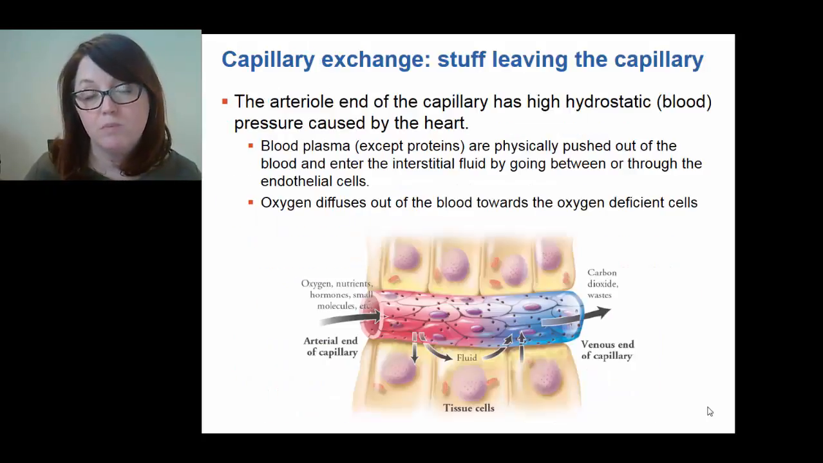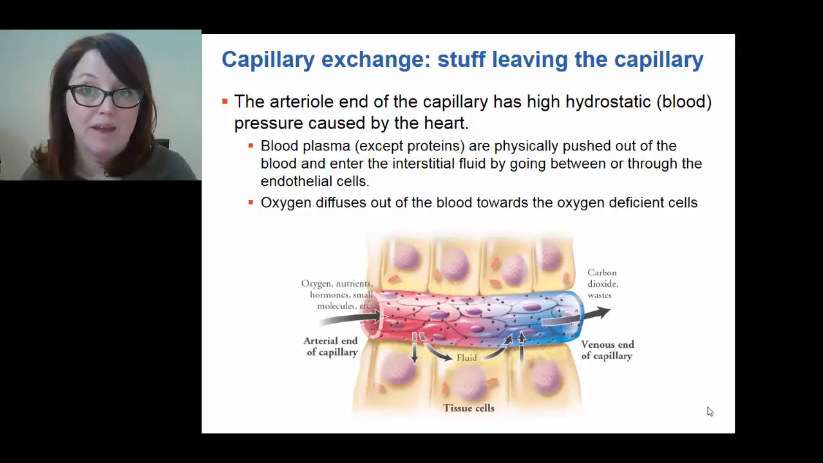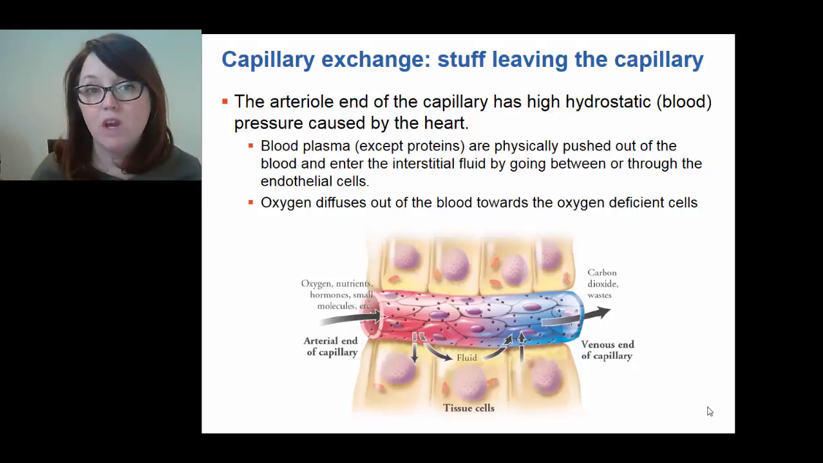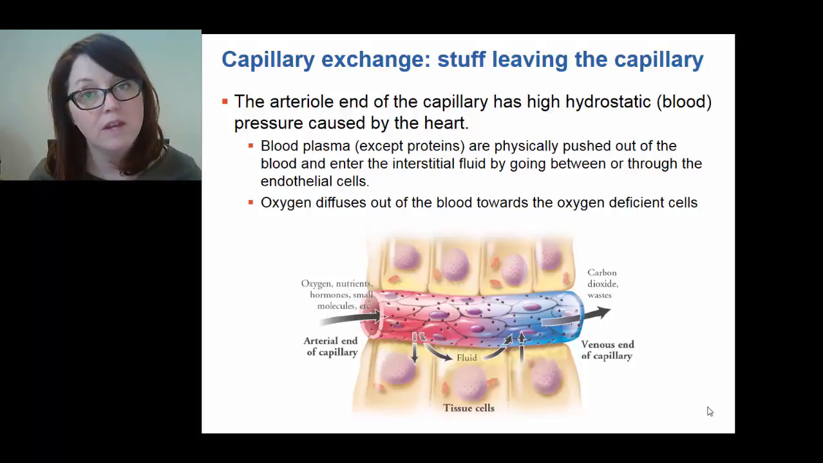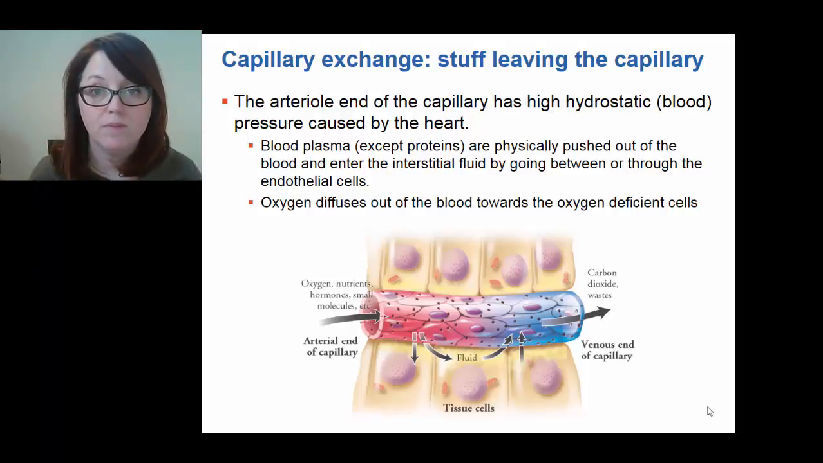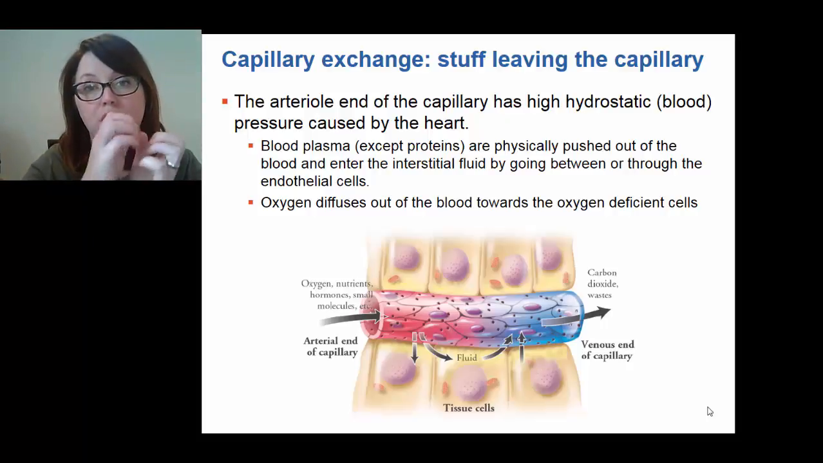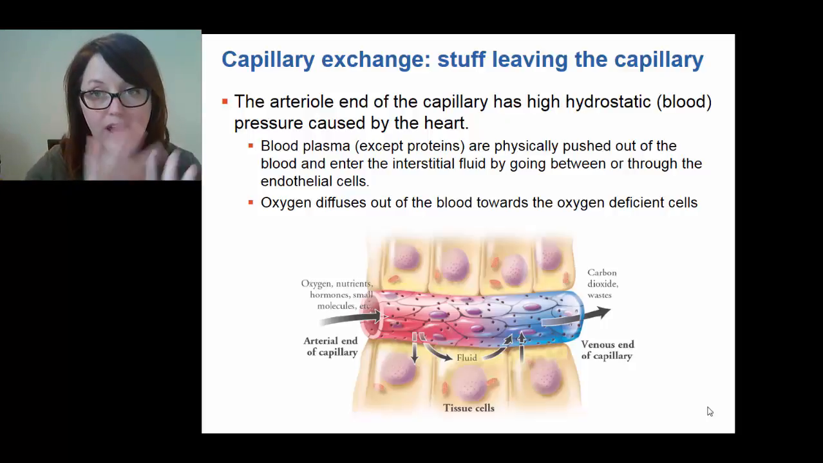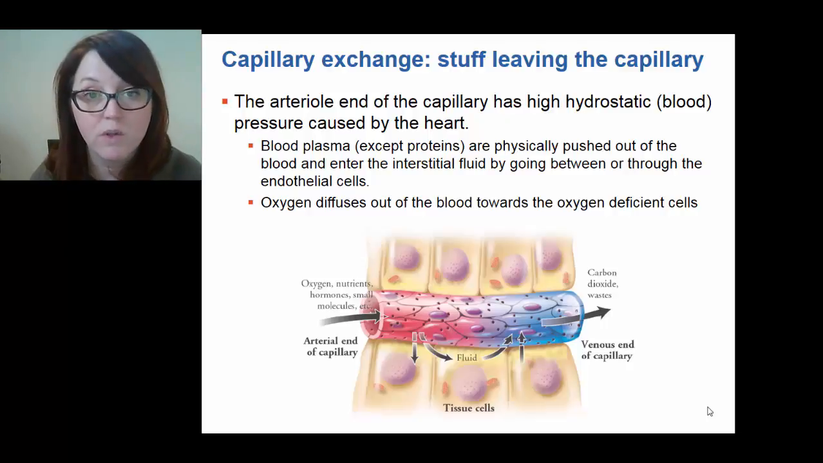So let's take a closer look at the process of capillary exchange. We're going to break it down into two parts. We're going to take a look at stuff leaving the capillary and then stuff coming back into the capillary. So at the arterial end of the capillary, and this is the end of the capillary closest to the arteriole, there's a very high hydrostatic pressure. What this means is that there's a very high blood pressure here. Blood pressure is just the pressure that the blood is exerting on the walls of a blood vessel. And there's a very high hydrostatic pressure on the arterial end of a capillary caused by the heart.